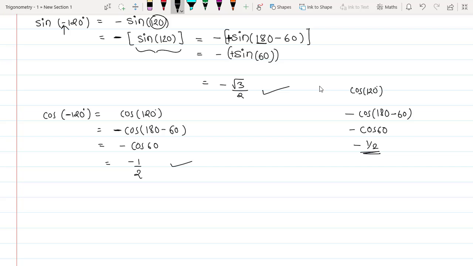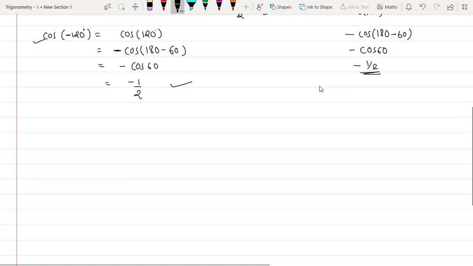Okay. So once you get sine and cos, you can find anything now. Let's find out tan of minus 120 degree.